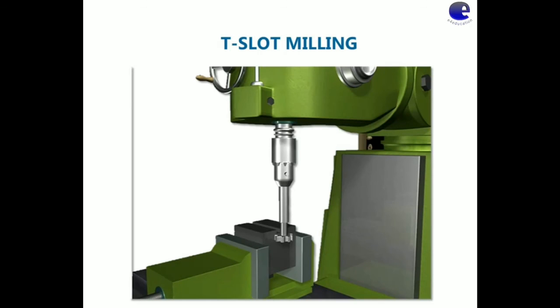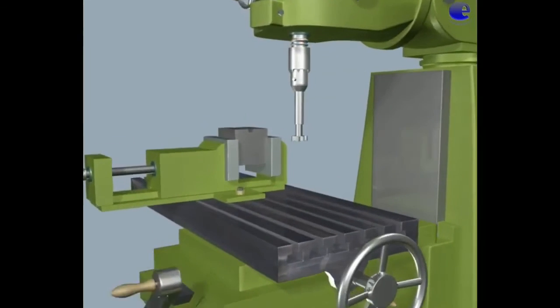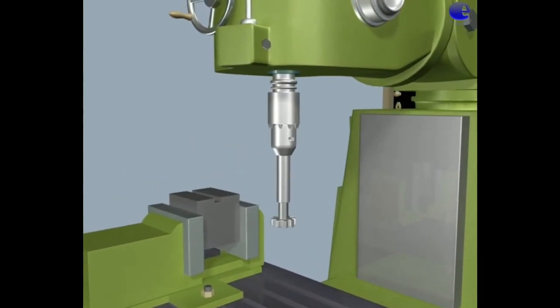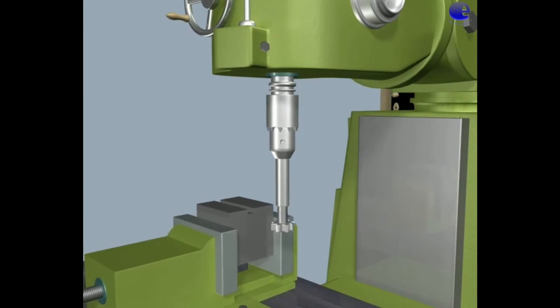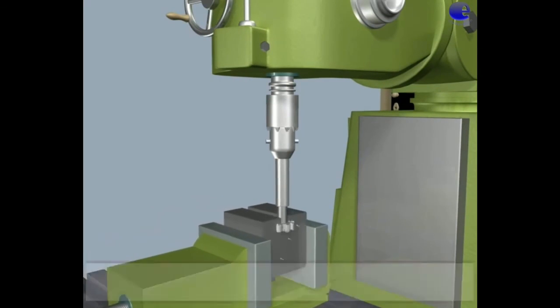Next we have T-slots. In T-slots we have a T-slot cutter which is used to cut a T-slot on the workpiece. As you see in the diagram, a T-slot cutter. Now you can see the video.